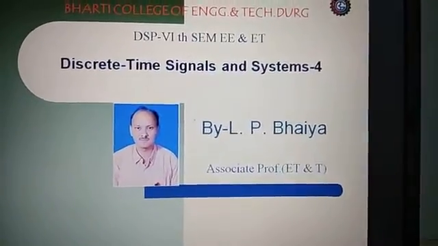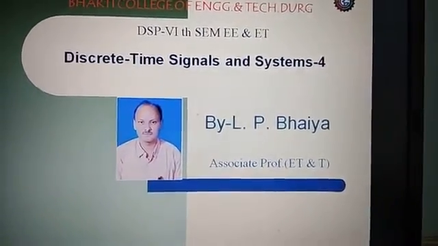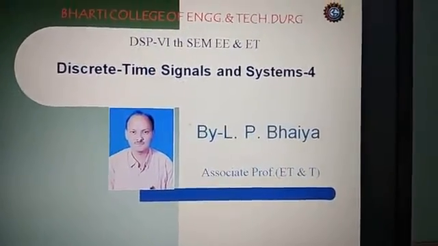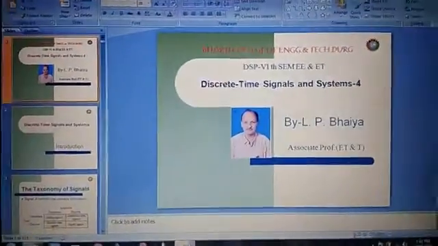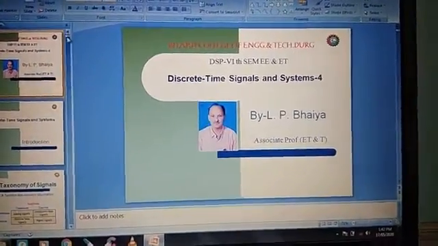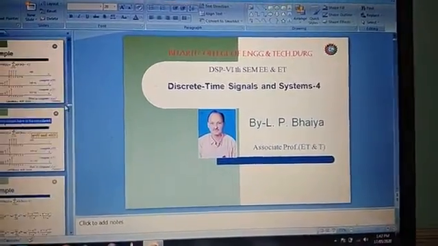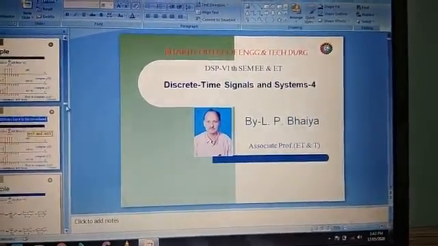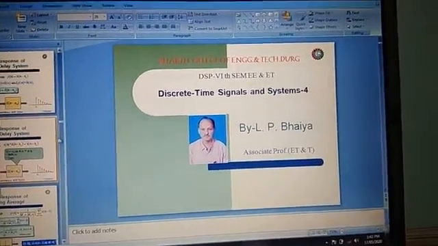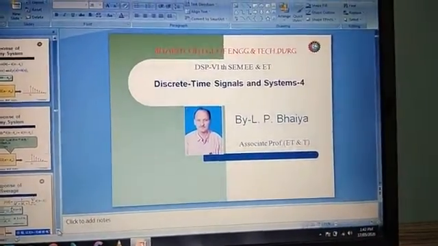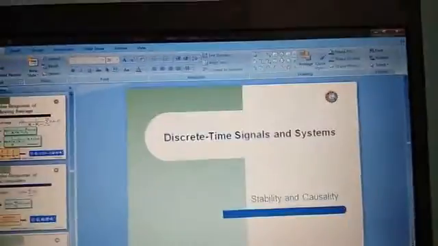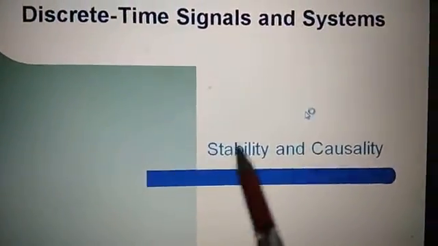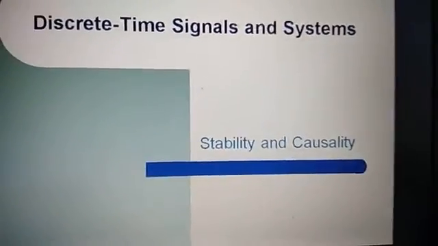Now we will go to the same Discrete Time Signals and System, Part 4. Today we will learn about the causality and stability of the discrete time linear systems. As we have seen, what is the causal condition and what is the stability condition. Today we will go through this stability and causality of the systems.